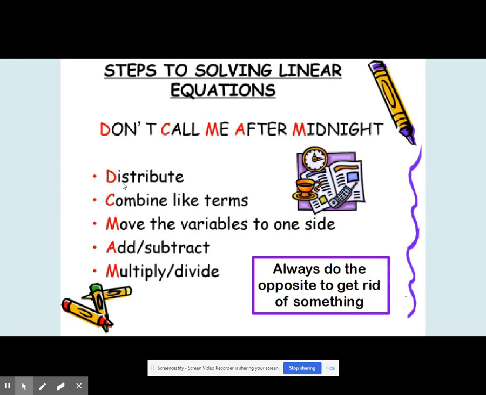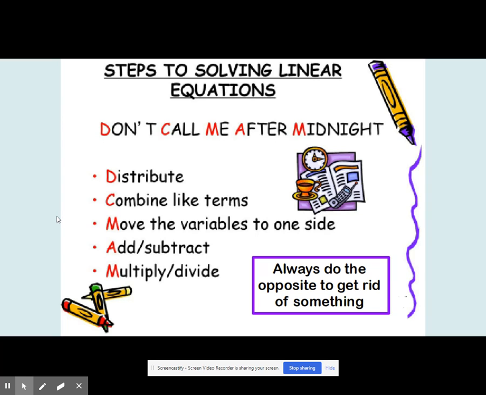DCMAM stands for distribute. So the first thing you're going to do in these equations is use the distributive property. After you look and see, do I have distribute? Yes, I'm going to do that. No, I don't. Okay, so I'm going to skip that. Then check, can I combine like terms? Then you'll see, okay, now I need to move the variables to one side. I have an x on the left and an x on the right of the equal sign, so I need to move them so they're only on one side. Then you add or subtract, and then multiply and divide. And if you use those in that order, you'll be able to get your questions correct without getting any small mistakes, doing things out of order, and things like that.